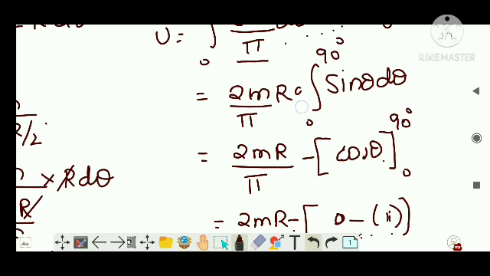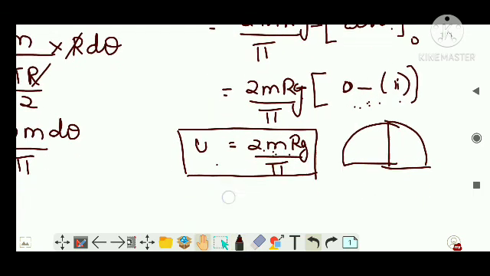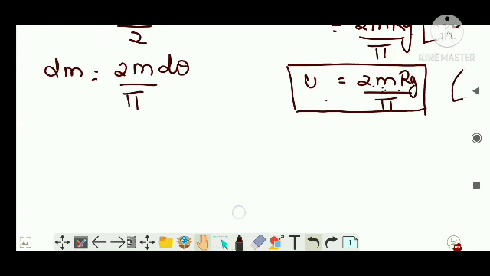I'm sorry. The g is constant. We bring that outside. That's why I remembered the equation. So there is a g missing. So U is equal to 2mrg by pi.